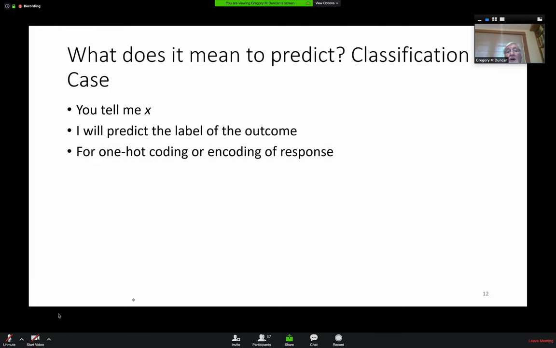For one hot encoding of a response, I have this. My black box takes your characteristics, which are a vector in R^p, and maps it into a zero or a one. If it's a zero, let's say that means you're not going to school. A one says you are going to school. So I would plug your characteristics into this black box and it would give me a zero or a one. That would be the prediction.